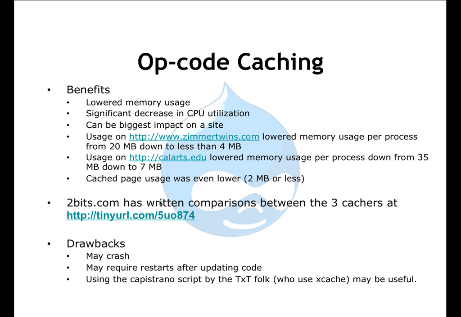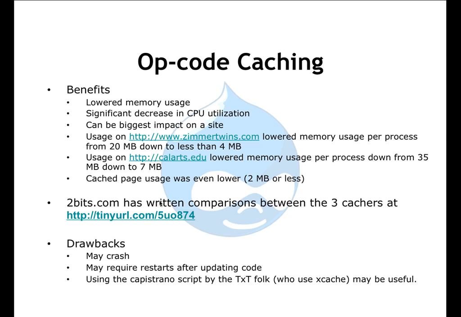And basically, for anyone that doesn't know what an opcode cacher is, when a request is made and a PHP script is executed, it is parsed through, and then it's compiled, and then it's run. And that can be very expensive. By using an opcode cacher, it does the loading the first time, and then it caches the results. So it's only doing the running part of it in the end. So you would see lowered memory usage. You would see a huge decrease in your CPU utilization, and it could be the biggest impact on your site.